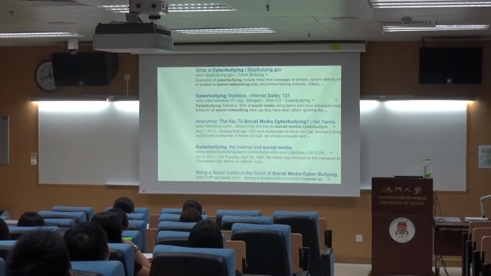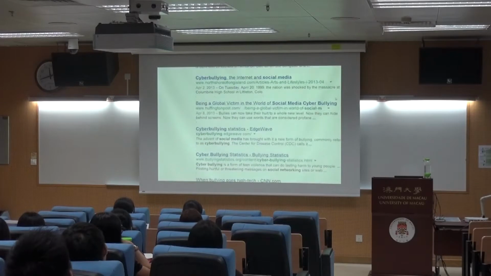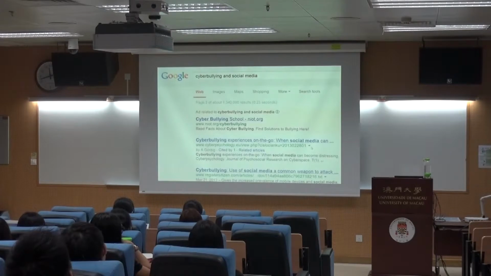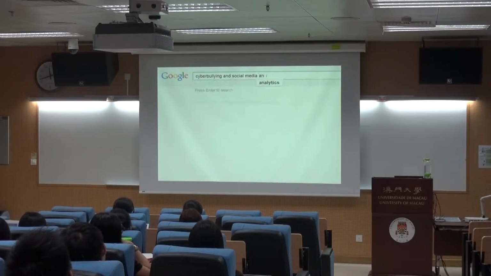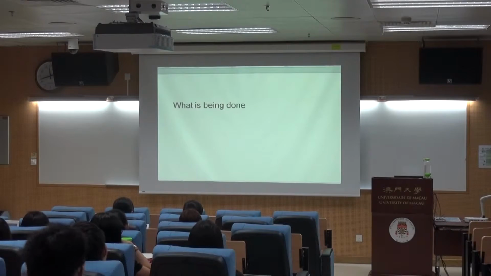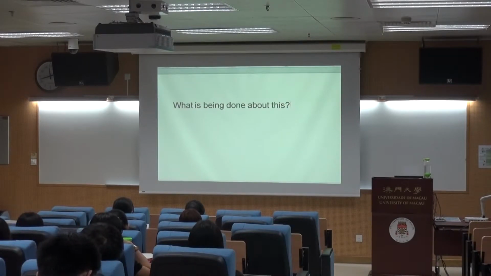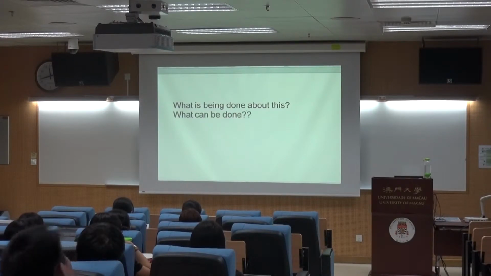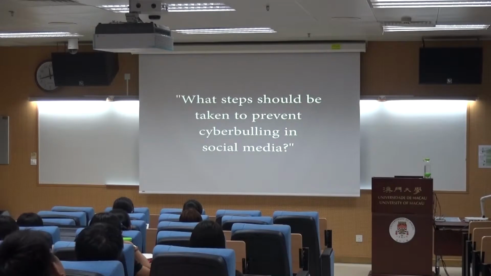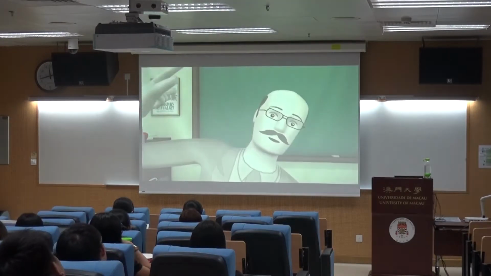For example, let's take a quick look around Google for cyberbullying and social media. Well, looky here. Seems cyberbullying and social media has caused suicides. That's some serious stuff. What's being done about this? What can be done? What should be done? Wait, do you feel the topic sentence coming on here? Maybe something like, what steps are being taken to prevent cyberbullying in social media? Dang, we're good.